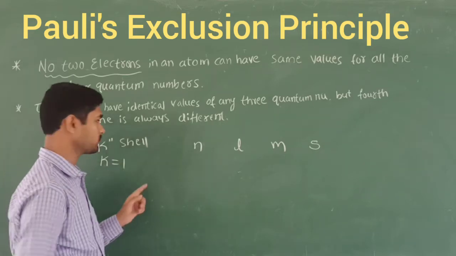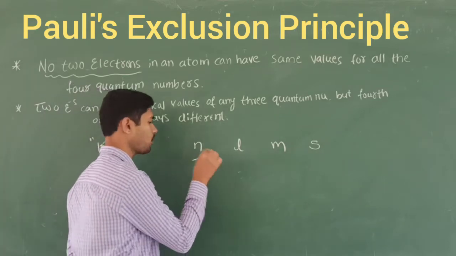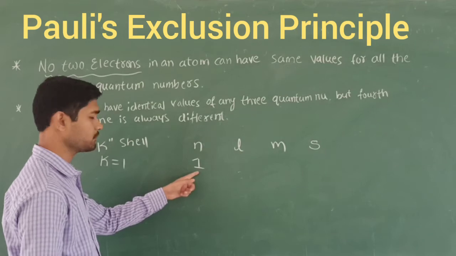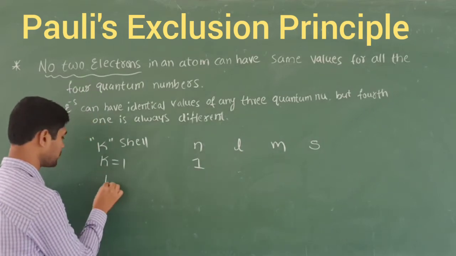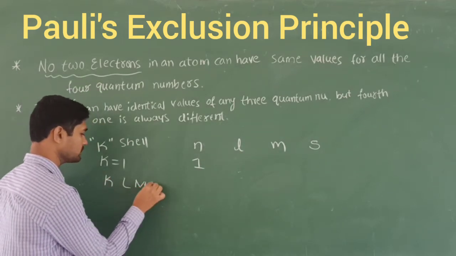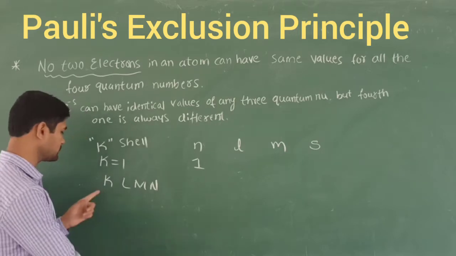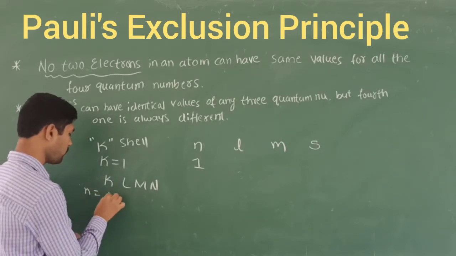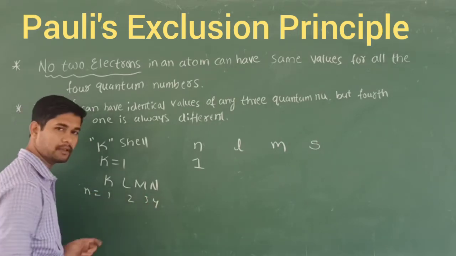K is nothing but 1, the value 1 for the principal quantum number. So 1 for the principal quantum number is this K shell, right? K, L, M, N are the shells, and the principal quantum number values will be 1, 2, 3, 4, and it goes like this.